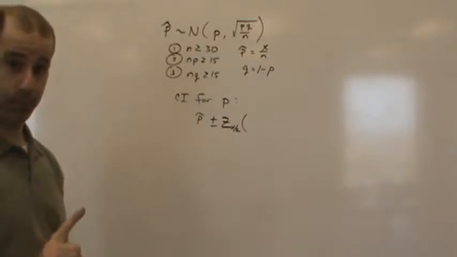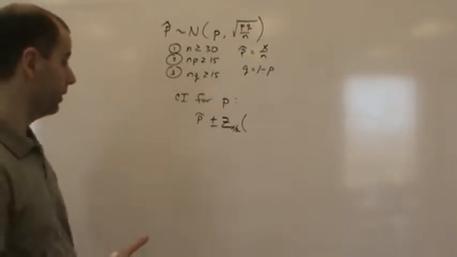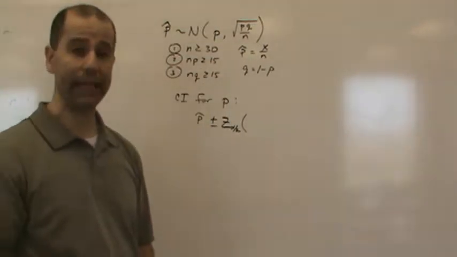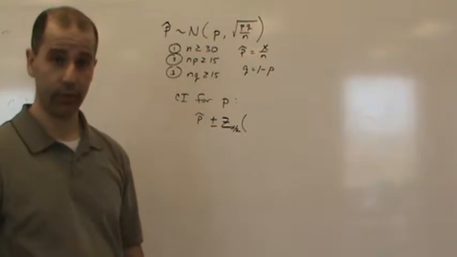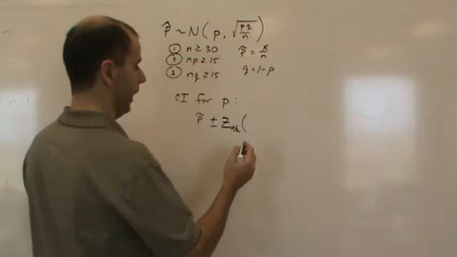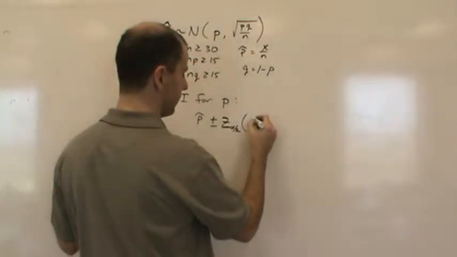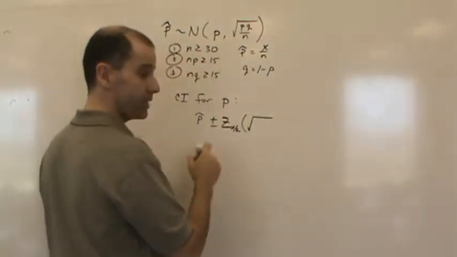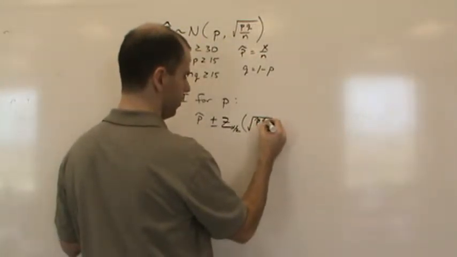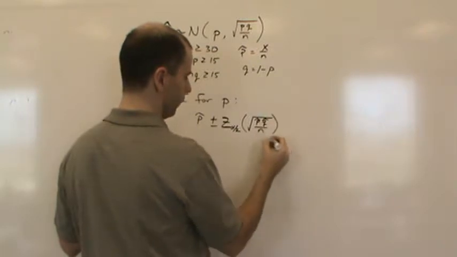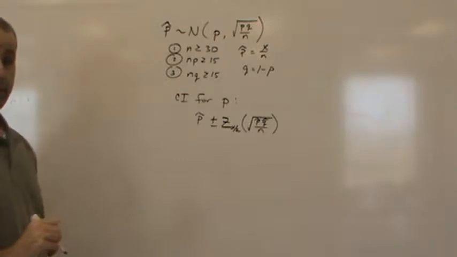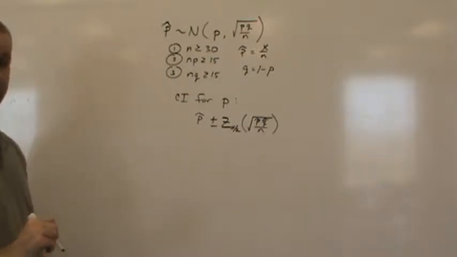Of P. The standard deviation of P is this, but we can't use this. Why? We don't know what P is, so we don't know what Q is, right? So in other words, we're going to use the standard error. The standard error is just we're going to replace P and Q with the sample statistic. So it's going to be P hat times Q hat over N, and we take the square root of that. Okay? And so this is the formula for constructing a confidence interval.